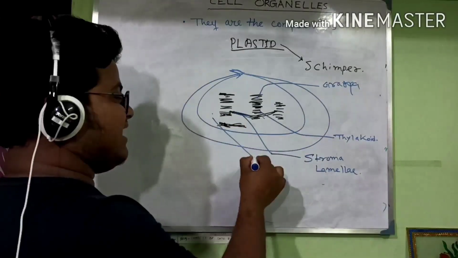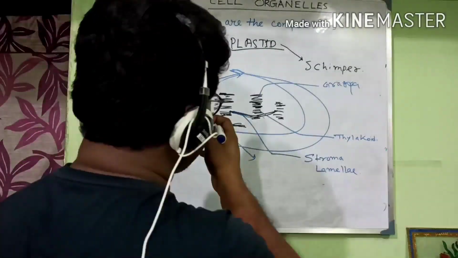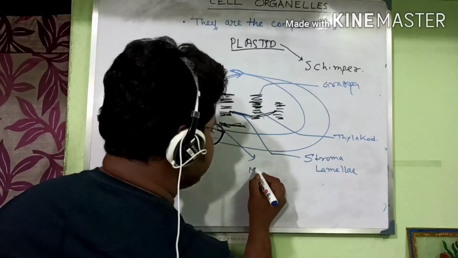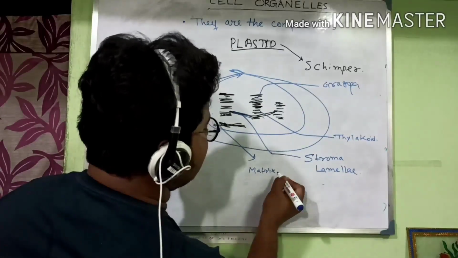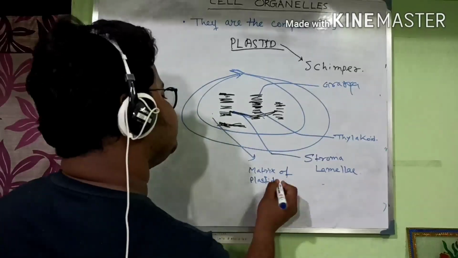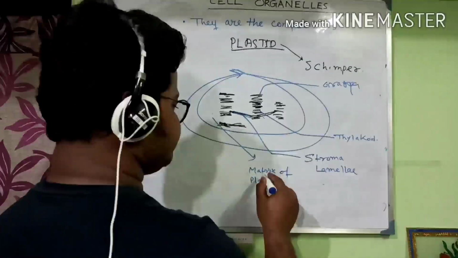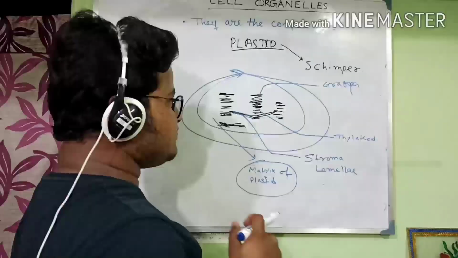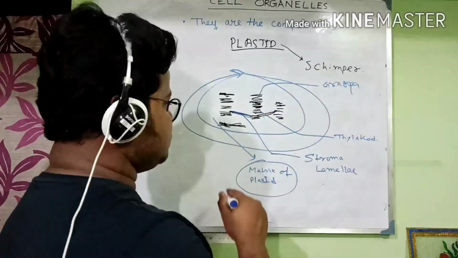We have to discuss stroma. Stroma is the matrix of the plastid. Stroma is known as the matrix of the plastid.